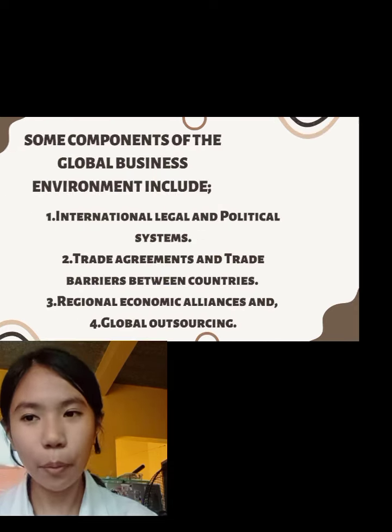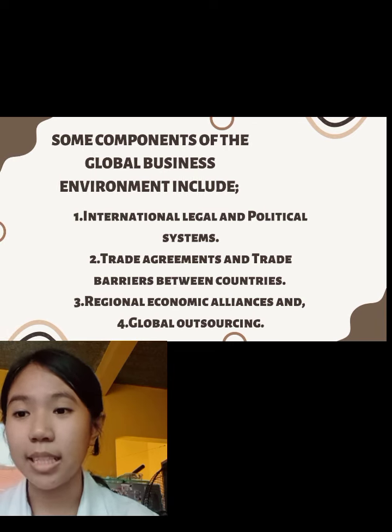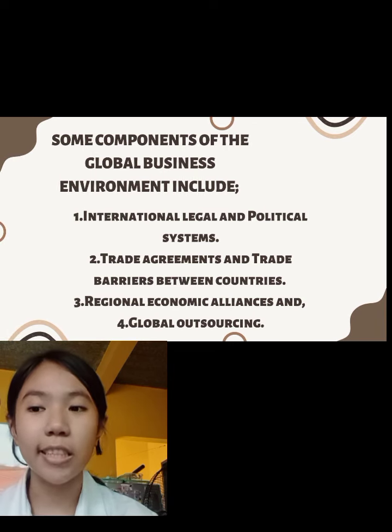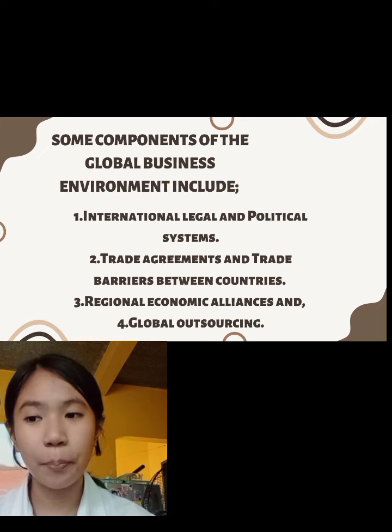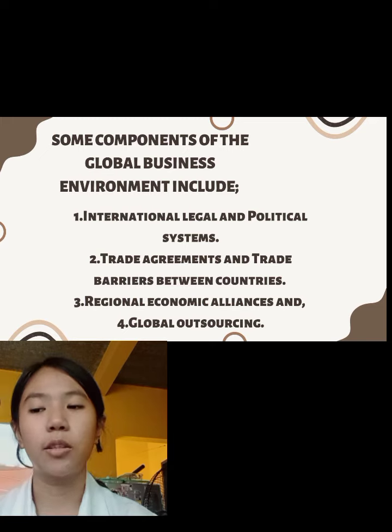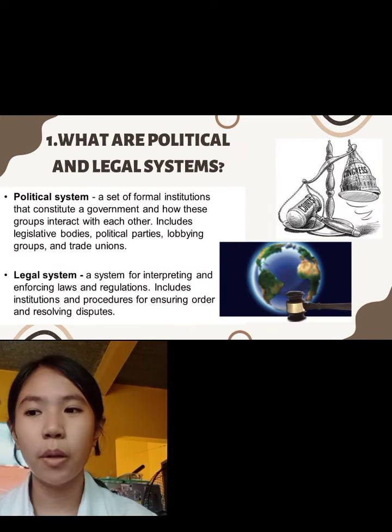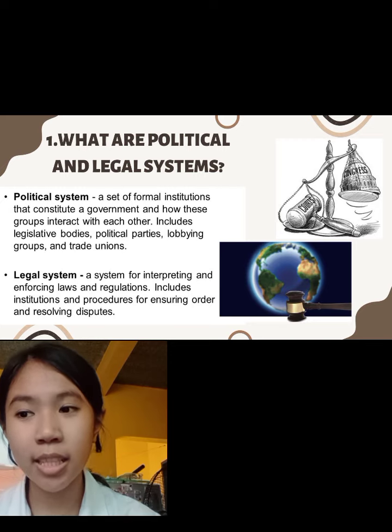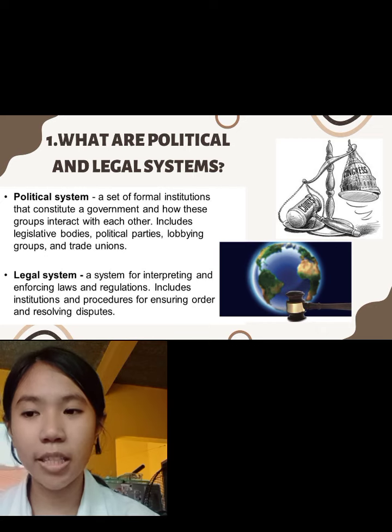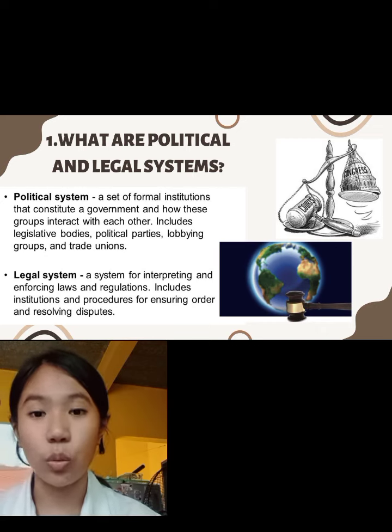So, some components of the global business environment include 1. International legal and political systems, 2. Trade agreements and trade barriers between countries, 3. Regional economic alliances, and 4. Global outsourcing. So, what are political and legal systems? Political system is a set of formal institutions that constitute a government, and how these groups interact with each other includes legislative bodies, political parties, lobbying groups, and trade unions.